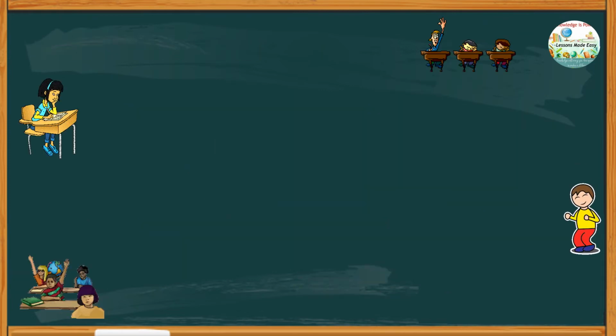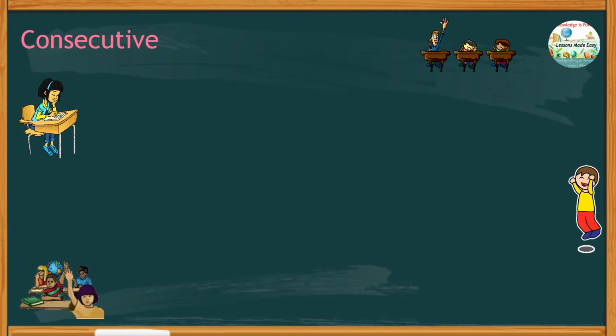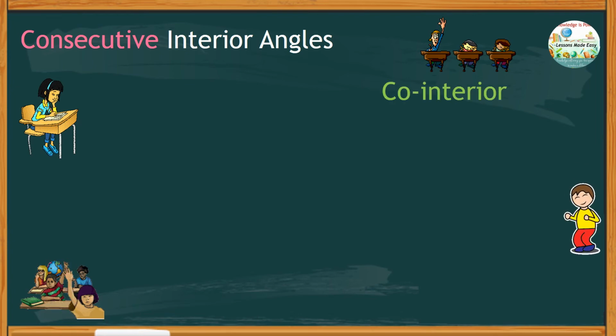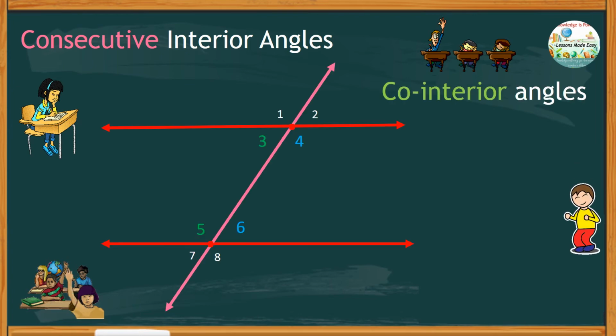Another type of interior angles are the so-called consecutive interior angles, also known as co-interior angles. Let's use the same illustration. You would probably be asking, what shape does co-interior angles make?